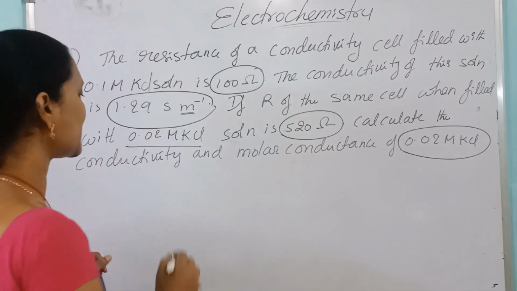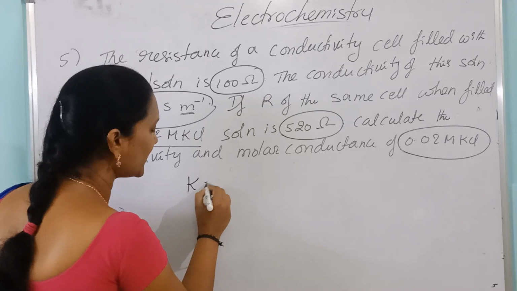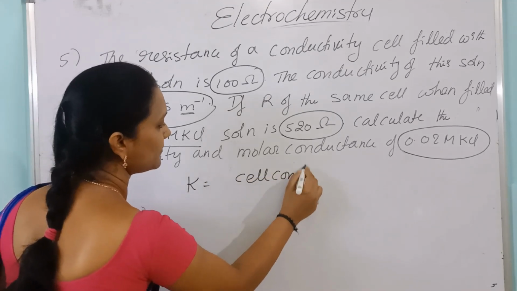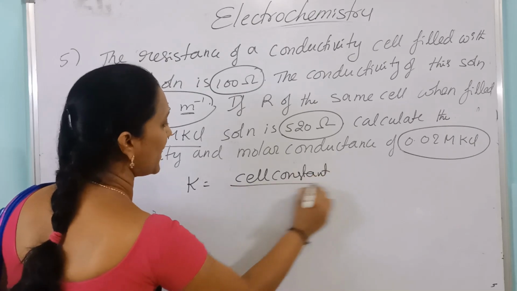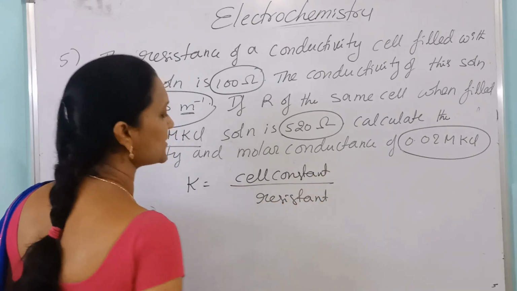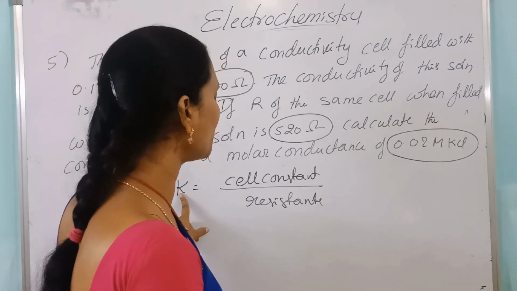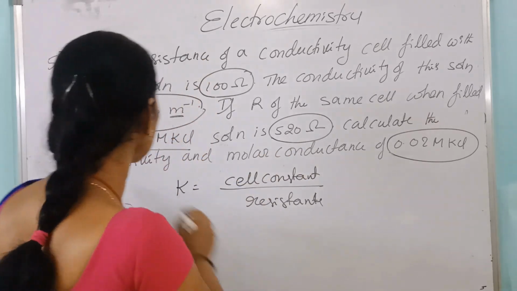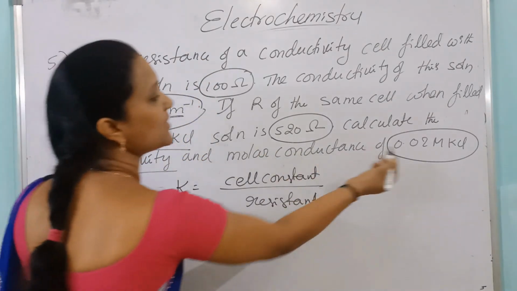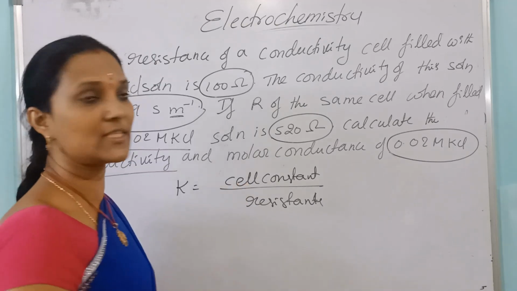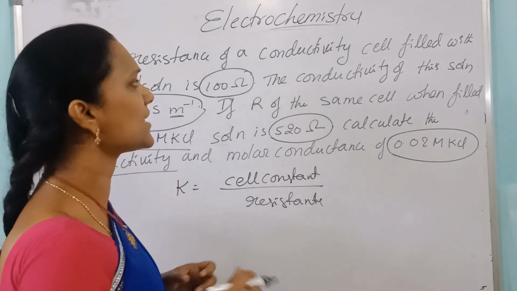How to calculate the specific conductance? Specific conductance is equal to cell constant by resistance. This we should find. To find this, the resistance is given. Now what are they asking? The conductivity of this solution. Resistance is given, but we don't know the cell constant. So first we should find the cell constant.